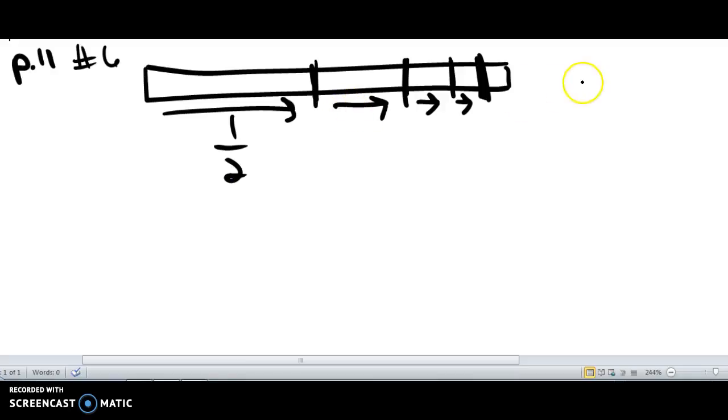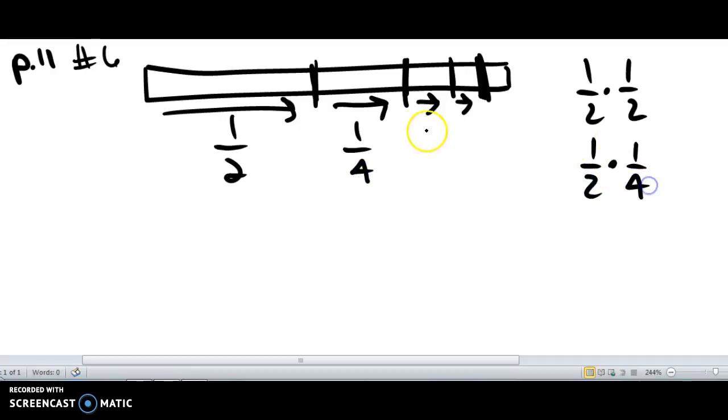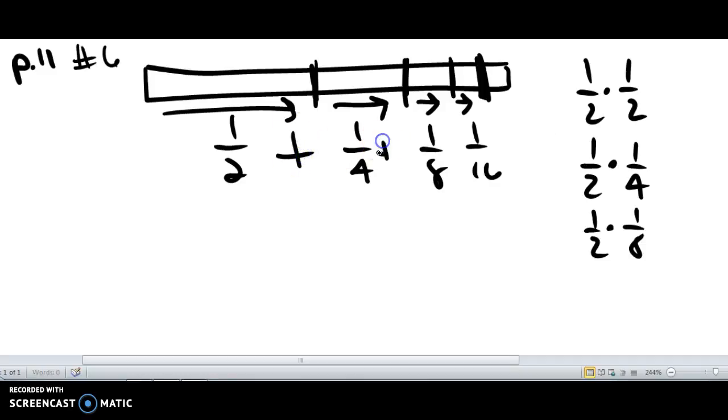But the next one is half of a half, which is actually a fourth. And then you're taking half of the 1/4 to get 1/8. And then you're taking half of the 1/8 to get 1/16. So there's multiplication in the fact that you're taking half of the previous total each time, but then there's also addition because you're adding up these distances to get how far he's traveled.